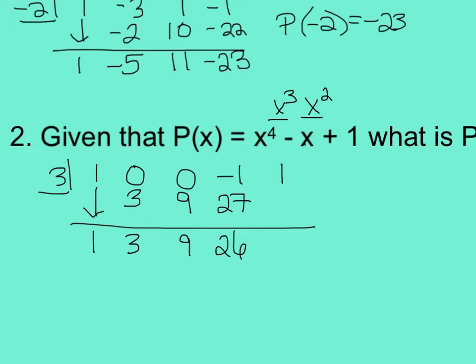And then we've got 26 times 3. Should have given you 78. Add 1 to that means we have a remainder of 79. By the remainder theorem, that means that p of 3, if I were to plug 3 in, I would get the result of 79. Hopefully you got both answers correct. If not, make sure you've been correcting it as we went along.